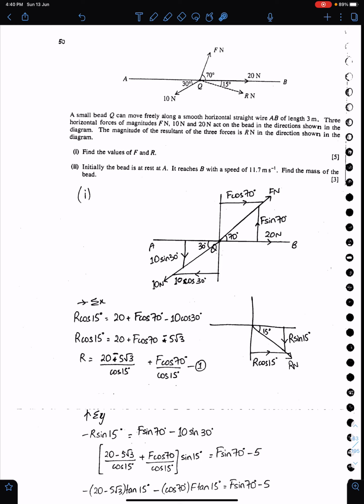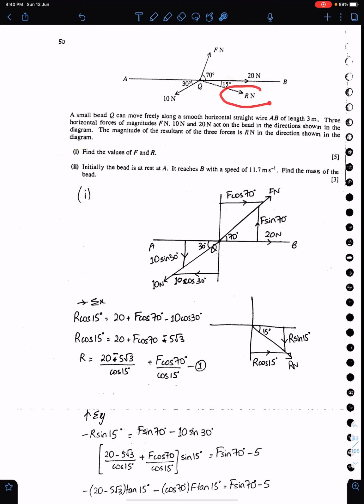Next question. A small bead Q can move freely along a smooth horizontal straight wire AB of length 3 meter. This is 3 meter. Three horizontal forces, again we have horizontal forces, F, 10 and 20, act on the bead in the directions shown in the diagram. The magnitude of the resultant of the three forces is R newton. This is the magnitude of the resultant of these three forces in this direction. Number one, find the values of F and R.